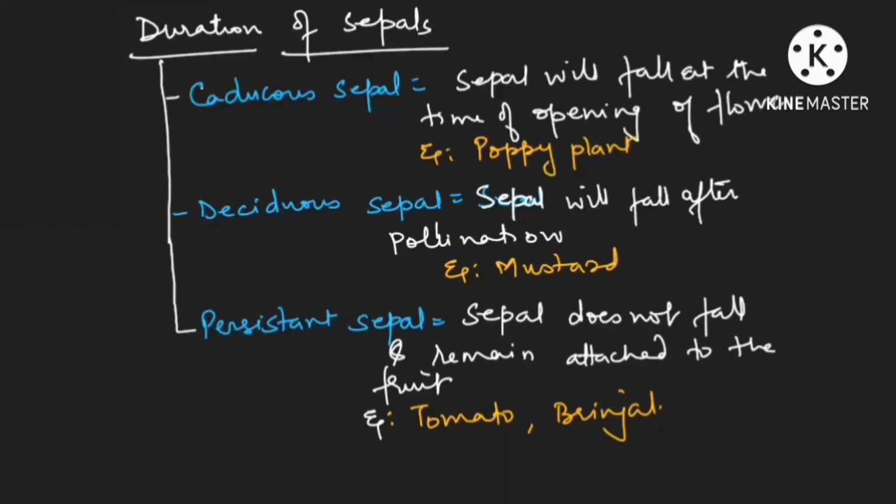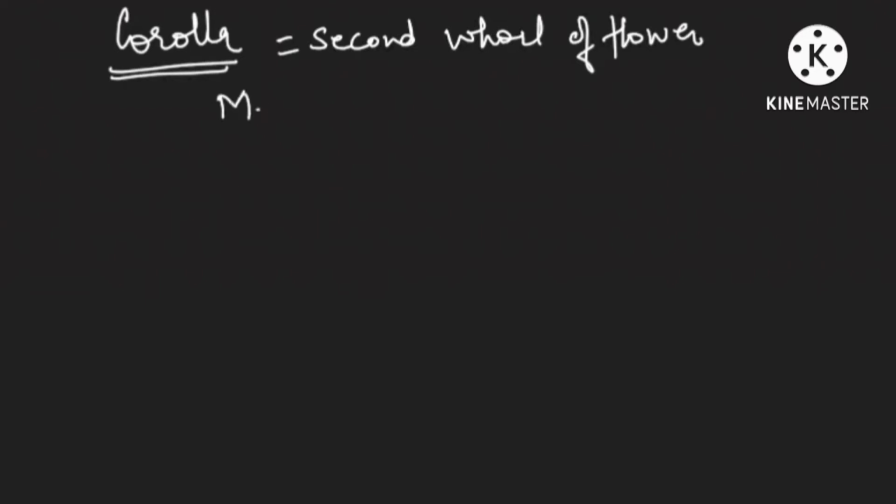Now let us start with the corolla. See the corolla, which is the second whorl of the flower. It is colorful, and its main work is to attract the agents for pollination. Agents are generally insects. The members are known as petals.